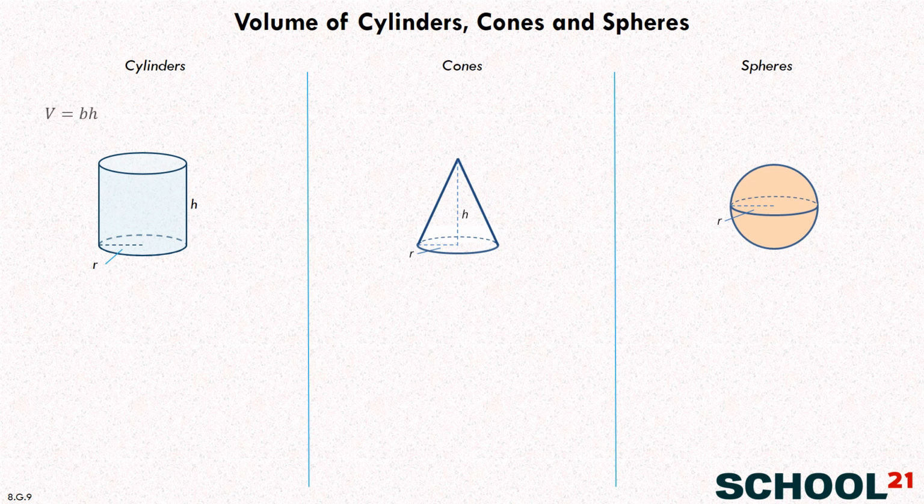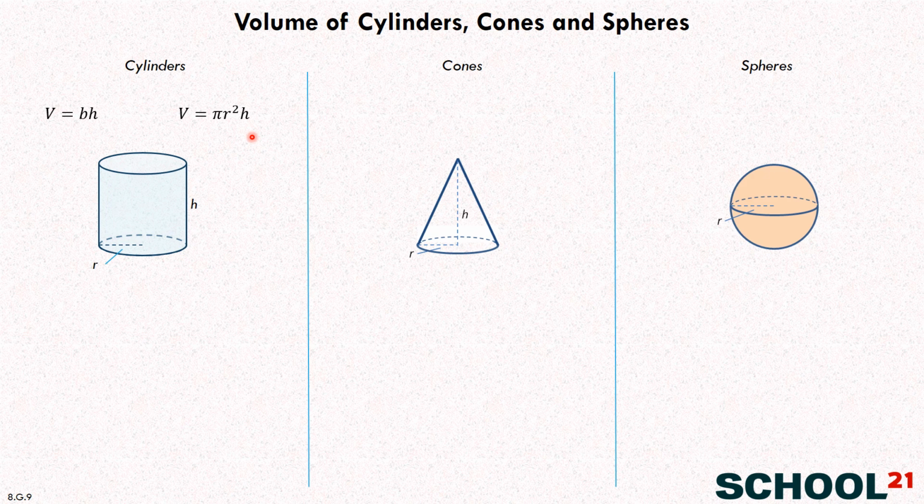Okay, so for cylinders first, the volume is just basically the area of the base times the height. And the area of the base is going to be pi r squared because that base is a circle with radius of r. So this is probably the formula you want to be paying attention to the most, because usually you'll be given r and h, and you can just plug those in in order to calculate the volume of the cylinder.